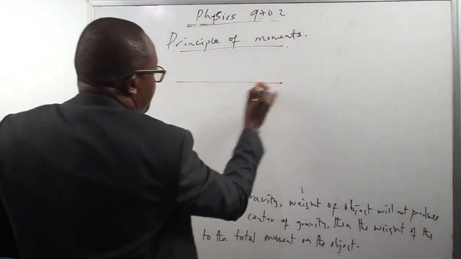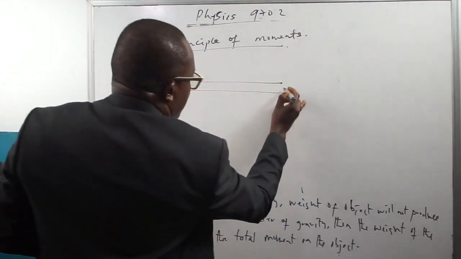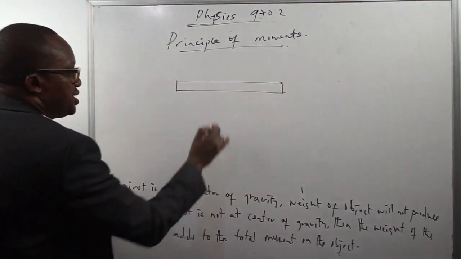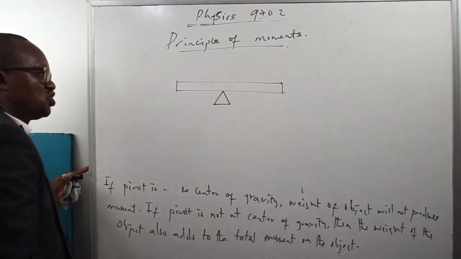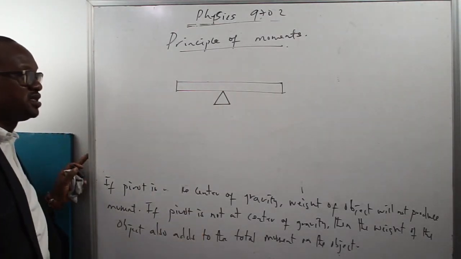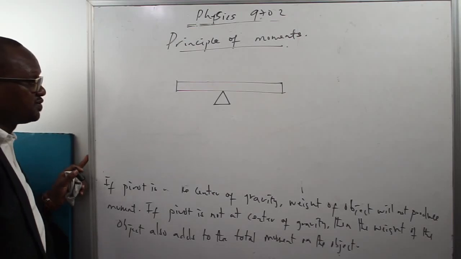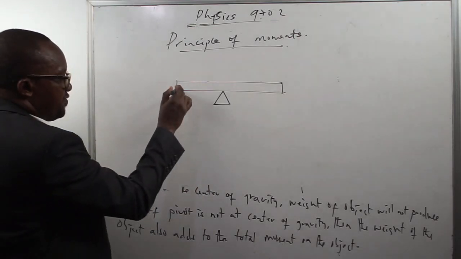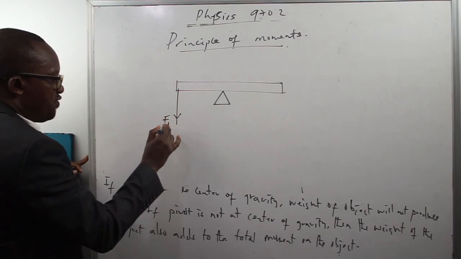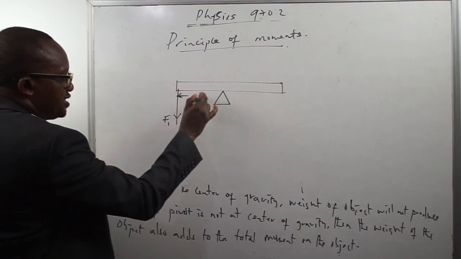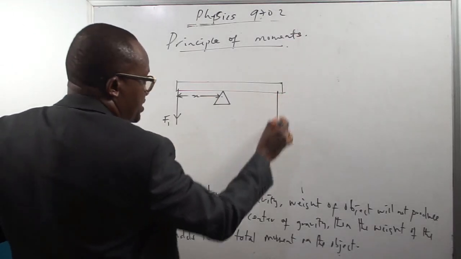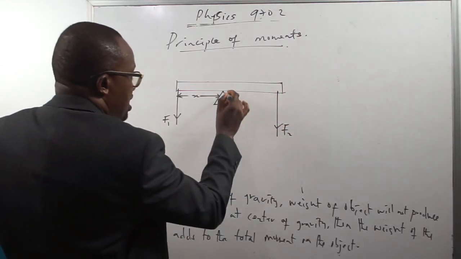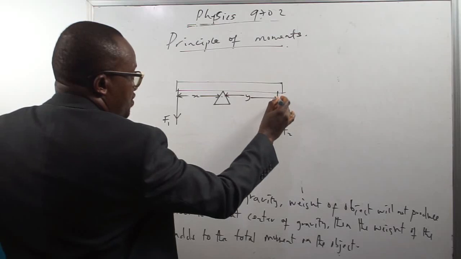Consider that I have a regularly shaped object that is pivoted at the center of gravity. So we don't need to worry about the moment of the weight of the object itself. And I have a force or a weight F1 acting at a distance x from the pivot, and also a weight F2 acting at a distance y from the pivot.